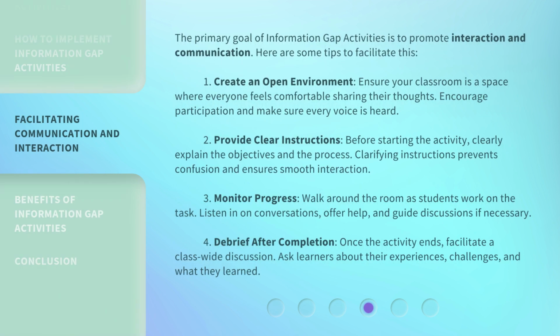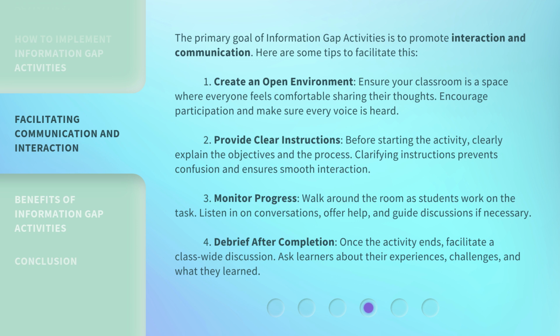The primary goal of information gap activities is to promote interaction and communication. Here are some tips to facilitate this. 1. Create an open environment. Ensure your classroom is a space where everyone feels comfortable sharing their thoughts. Encourage participation and make sure every voice is heard.